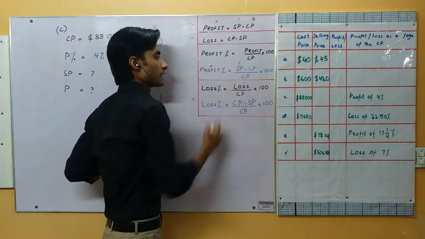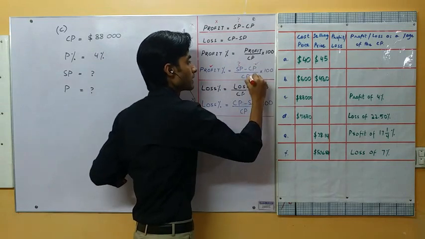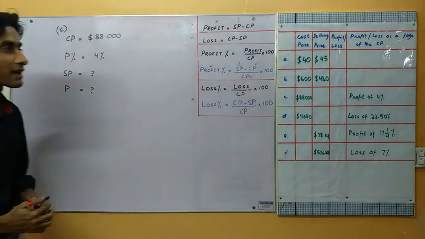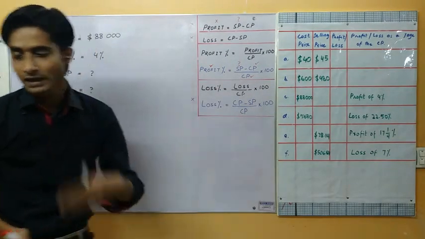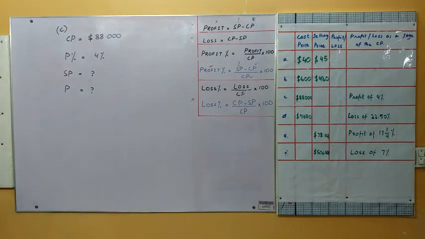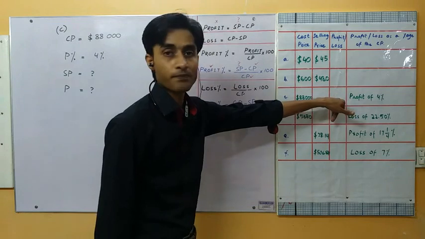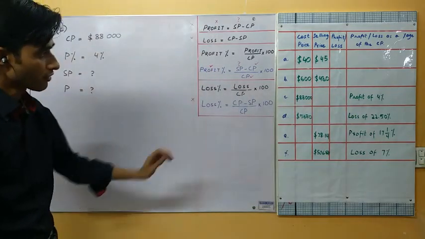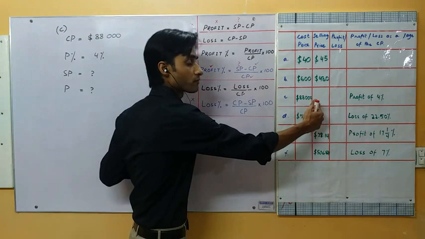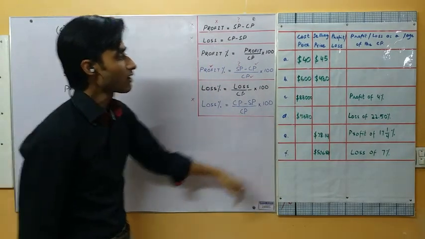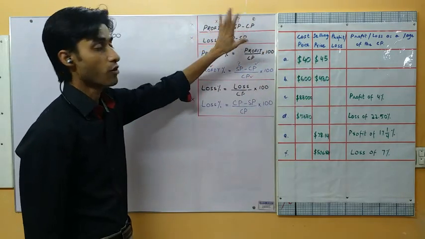Do I have profit percentage? Yes, I have. Do I have cost price? Yes, I have. 100 is definitely a number. So this is the formula which I am going to use to calculate the value of selling price. So I'll use this formula, find out the value of the selling price. Once the selling price is there, then definitely I can find out profit. Okay, this is the first way of doing it. First of all, I calculated the selling price with the help of this formula. Once the selling price was there, then I can find out profit using this formula.